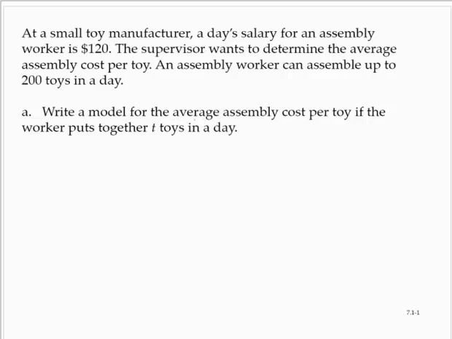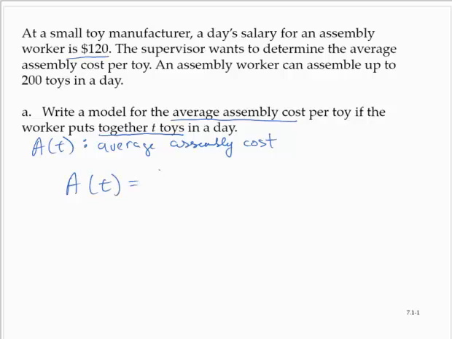Well, the average assembly cost is what we're looking for. So let's call A of T the average assembly cost. The assembly worker earns $120 per day, and during the day he or she puts together T toys. So the average assembly cost, A of T, would be the $120 divided by the number of toys assembled.